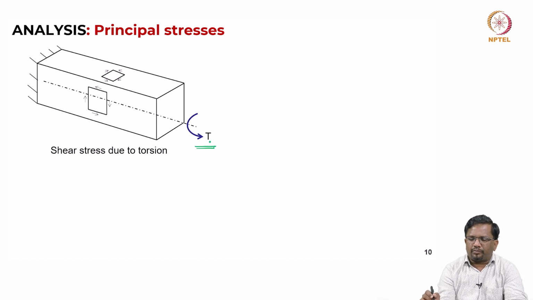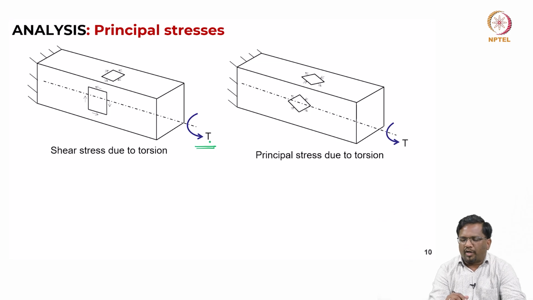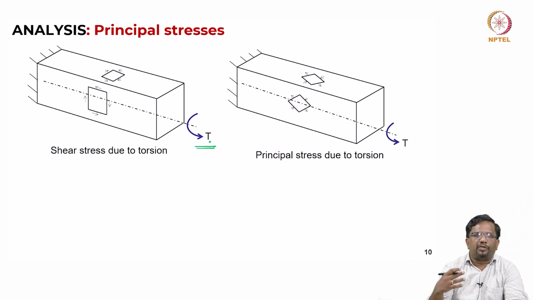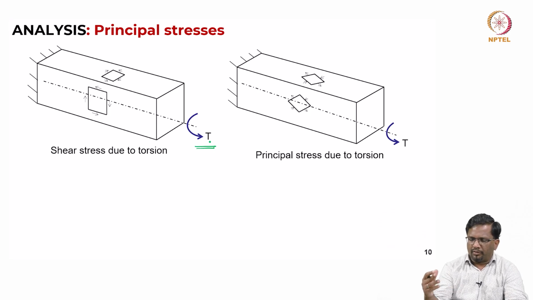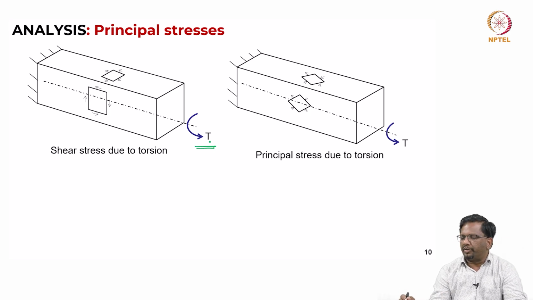And in fact torsion is a 3-dimensional shear stress distribution. In shear we have 2D, in torsion we have 3-dimensional shear stress distribution. Now, if you see how the principal stresses are going to develop, you can see here that I am going to have a crack like this.